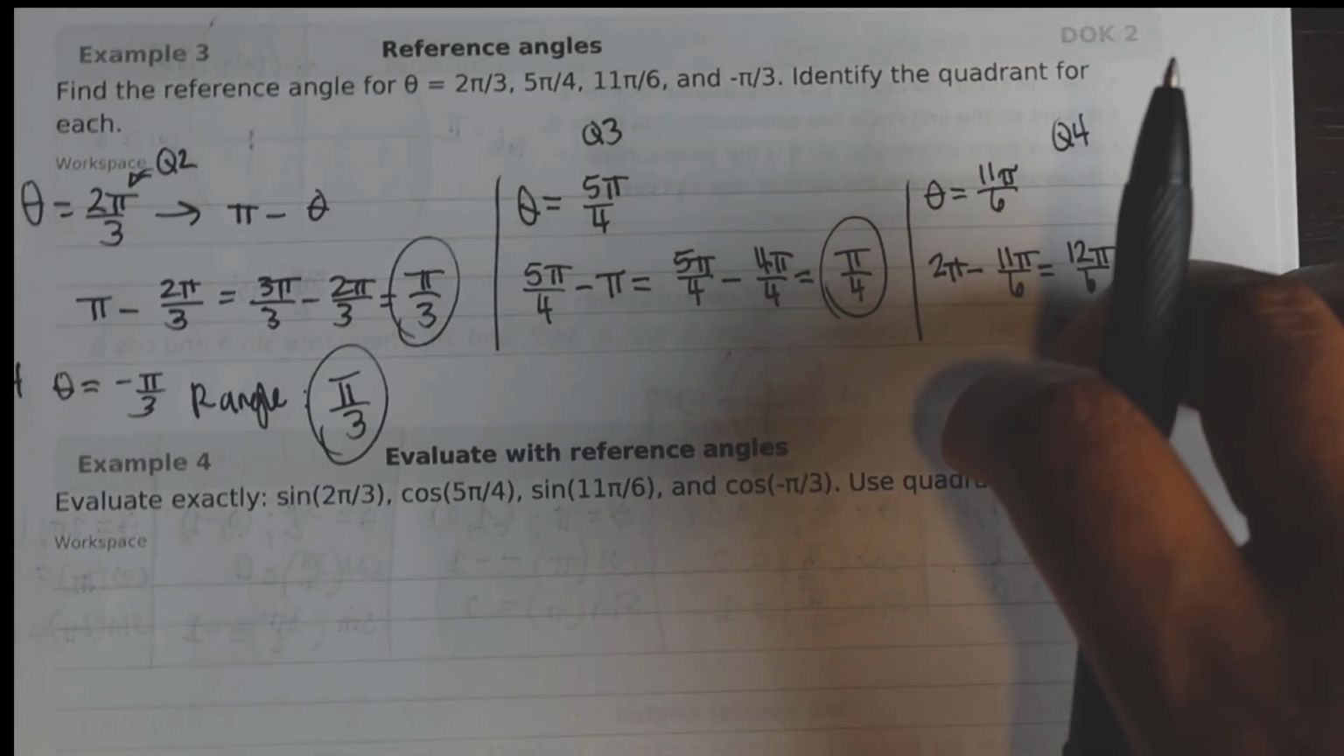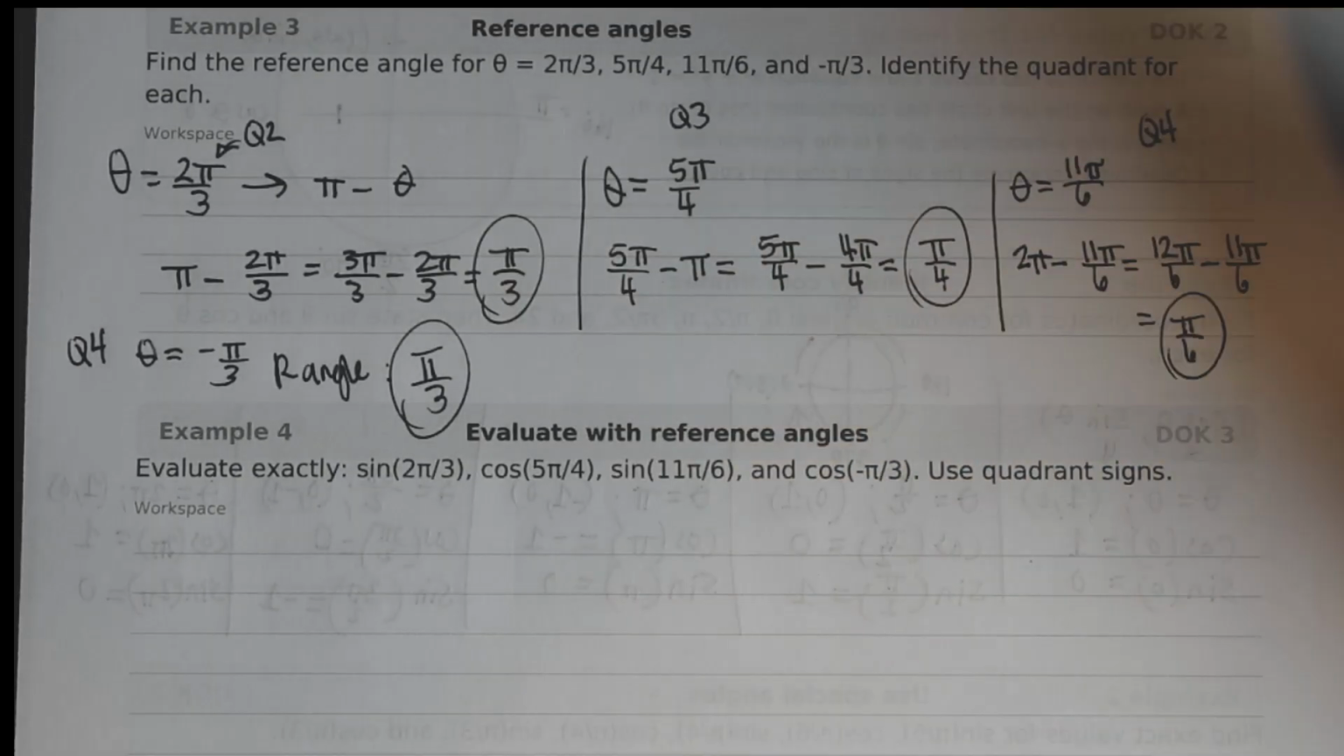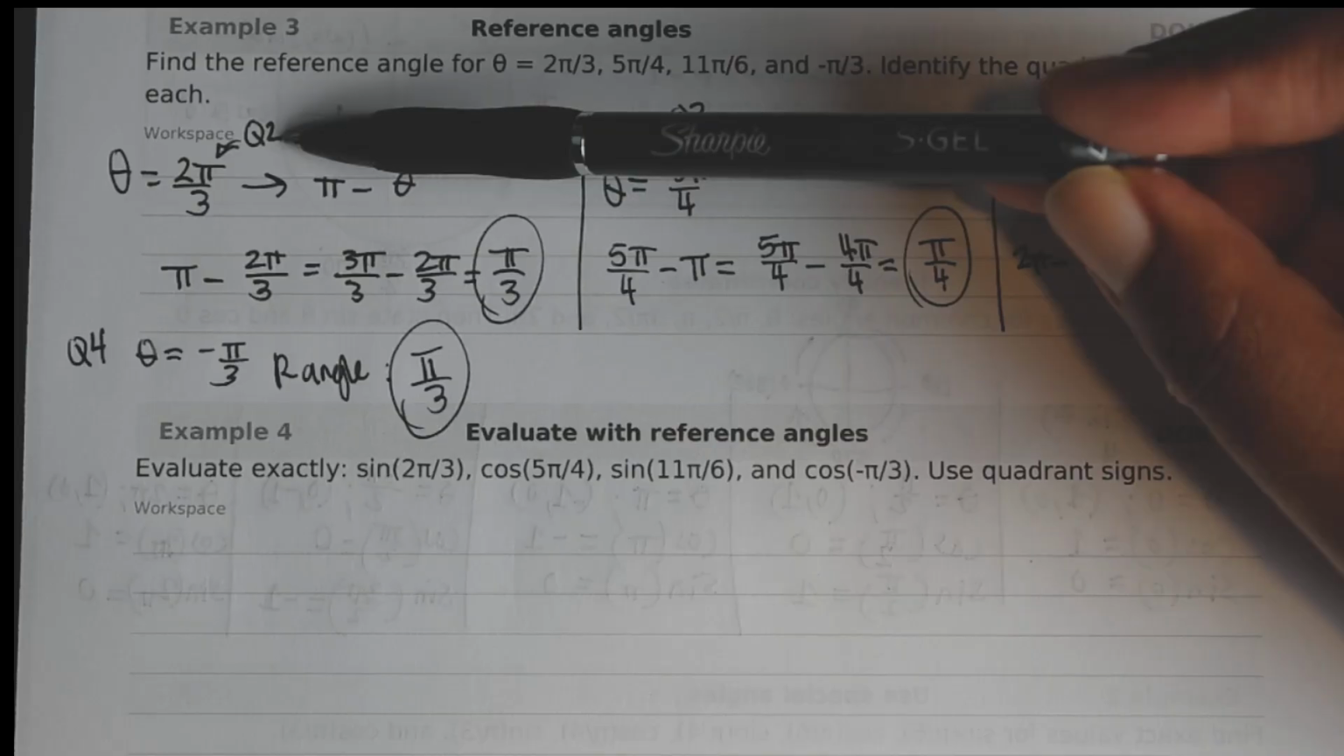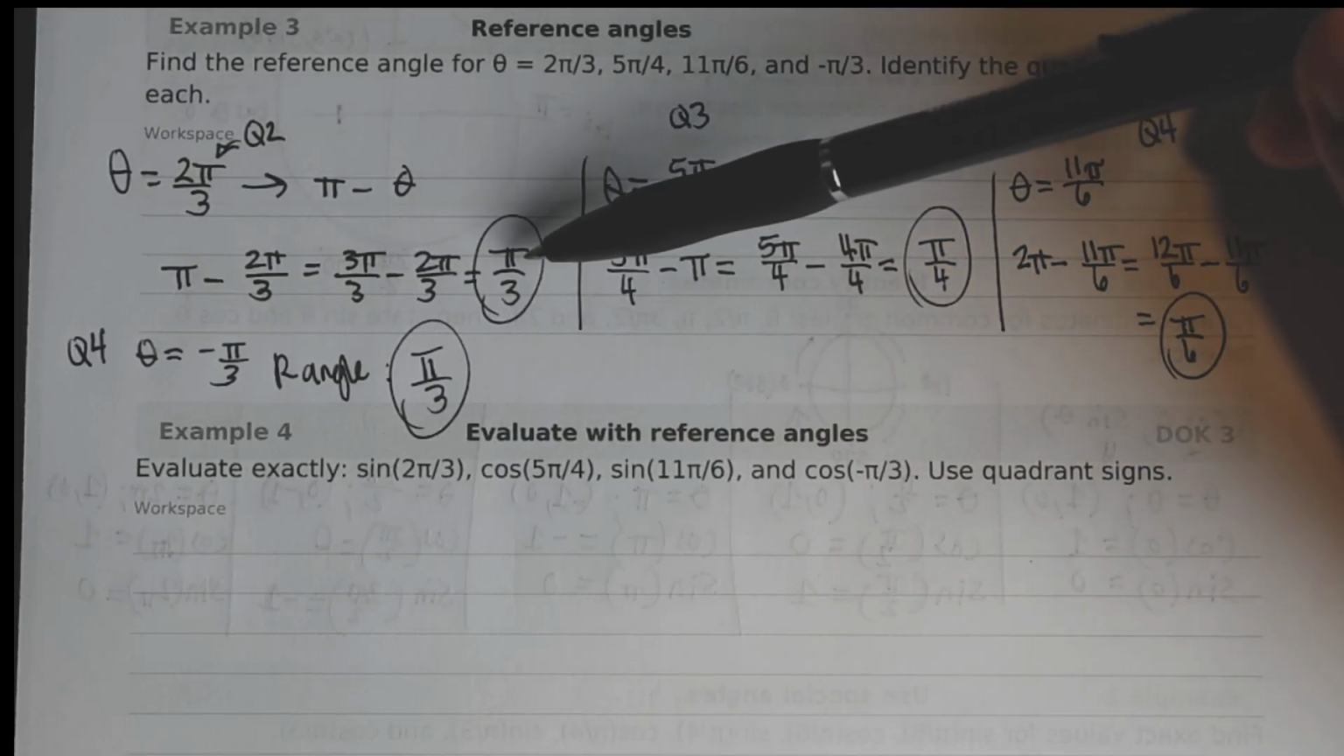Okay, so again, 2 pi over 3 is in quadrant 2. Reference angle is pi over 3.